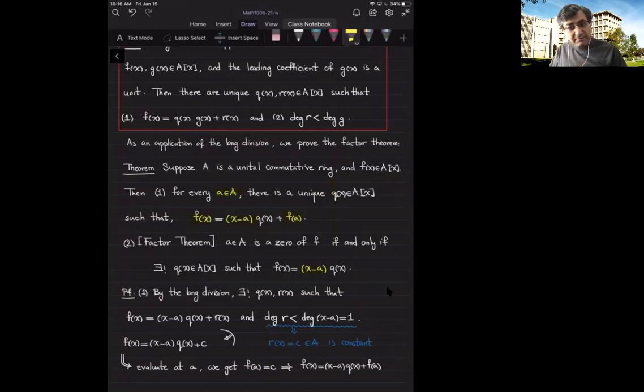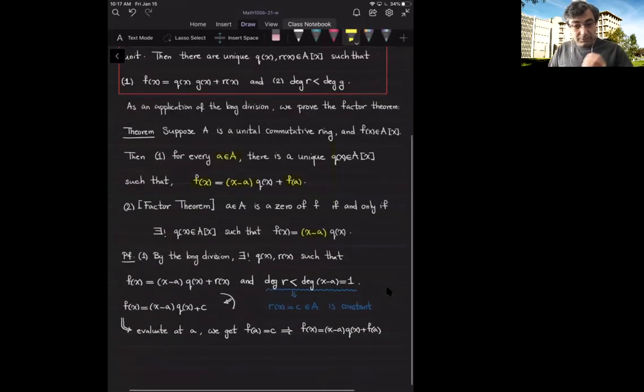And vice versa, if f of x is x minus a times q of x, then by evaluating at x equals a, we deduce that f of a is 0. Therefore, we deduce the factor theorem, which says that small a is a zero of this polynomial precisely when f of x is a multiple of x minus a. Okay, so let's see how the proof goes.